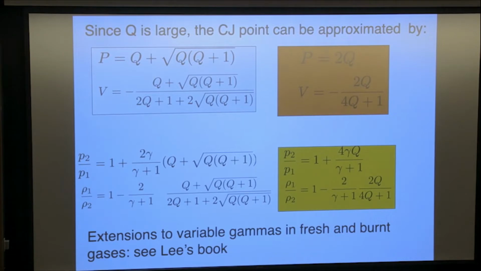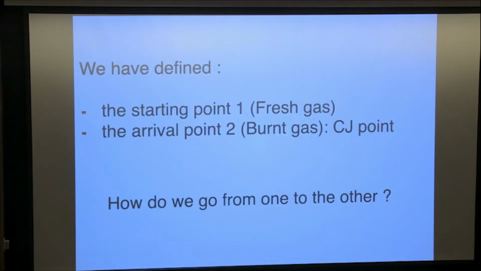Of course, this is a very simple explanation. You can do much better. If you read the book of Lee, you will see you can do much more complicated by taking different CPs on both sides, gamma, etc. But the idea remains the same.